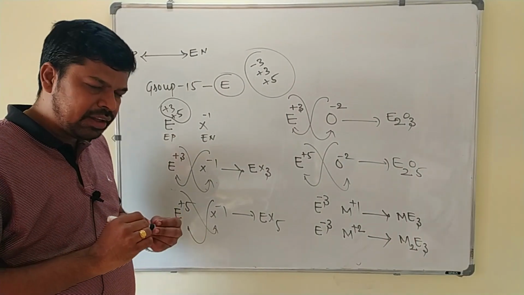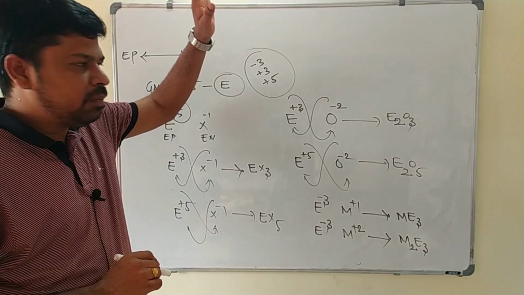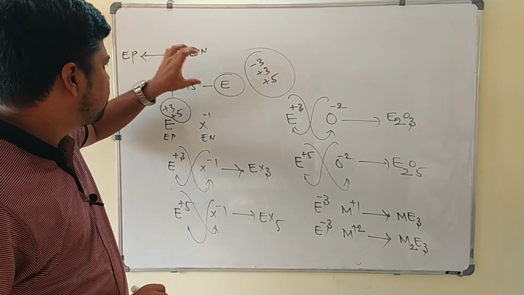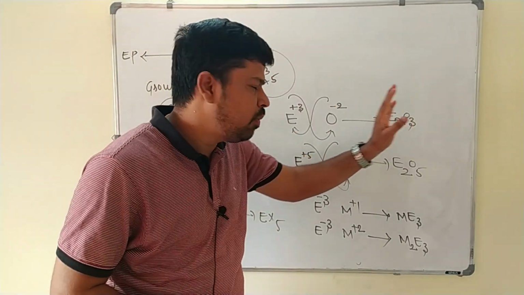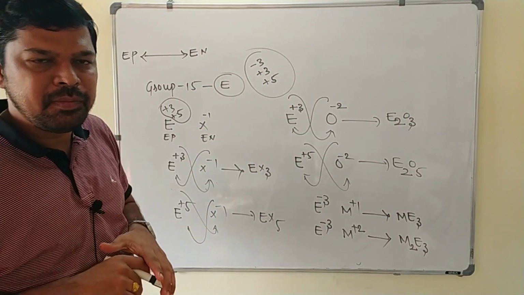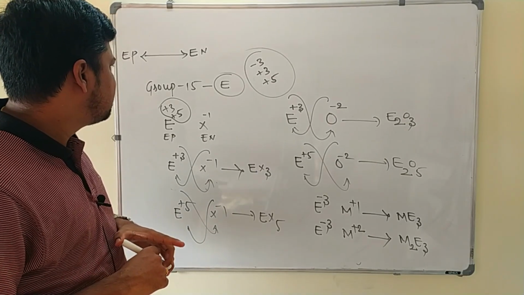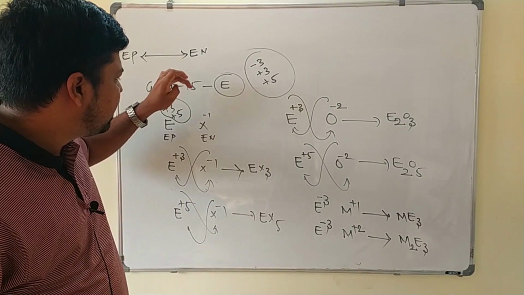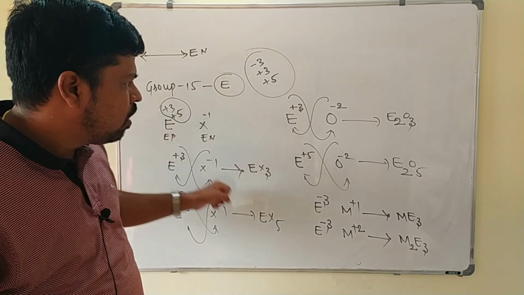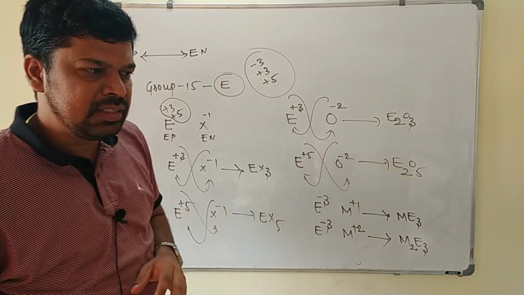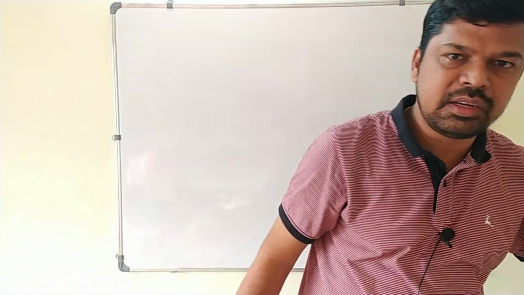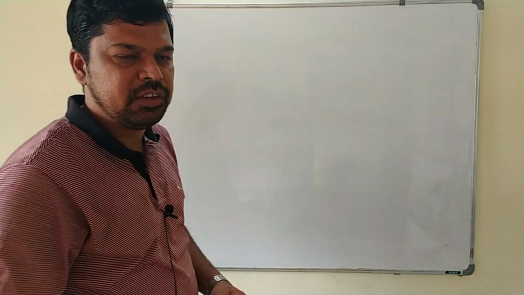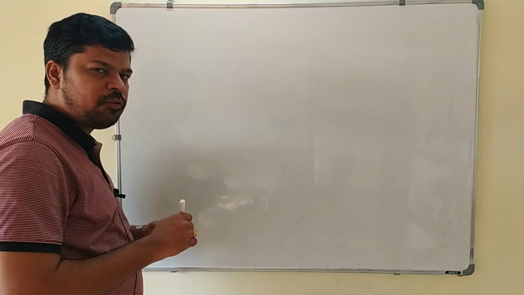Always keep in mind, with the electropositive elements, group 15 elements will show -3 oxidation state. With the more electronegative elements, they will show +3 and +5 oxidation states here. This is the oxidation states of group 15 elements with halogen, with oxygen, and with the metals here. Next point, now we will discuss some disproportionation reactions of nitrogen and phosphorus.